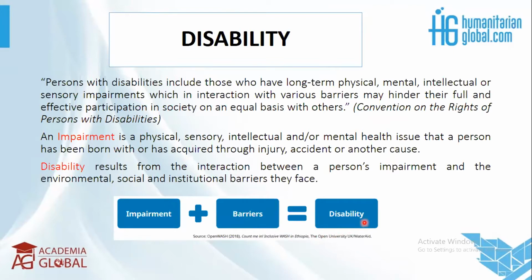I hope this is clear. And for what I have said, we'll talk about the barriers later. I'll be able to expound on the three categories of barriers: environmental, social, and institutional barriers. So in terms of disability, it's usually an interaction between an impairment and a barrier. That's when we talk about a disability.